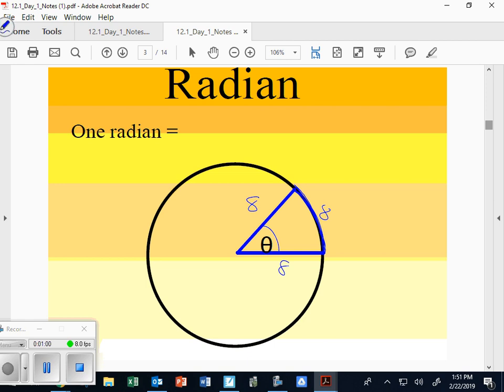It comes out to about 60 degrees. It's not 60 though. It would be too easy if it was 60. It's just a little less than 60. It's about 59 degrees. All right, so that's what a radian looks like.